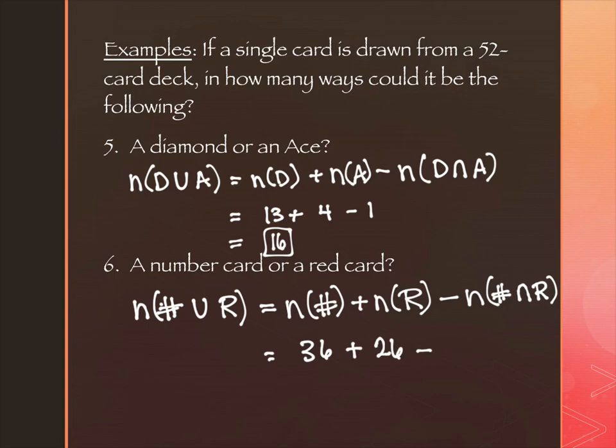26. How many cards are both number cards and red cards? 18. How'd you get 18, Noelle? There's 9 number cards and there's 2 red sets. Okay, there's 9 number cards, 2 through 10, and there's going to be 9 of them that are hearts, that's red, and 9 of them that are diamonds, and that's red. So that's 18 total. So we've got 36 plus 26 minus 18. What would we get? 44.